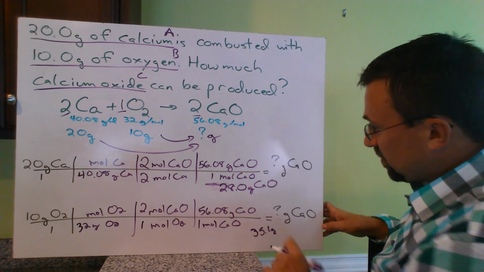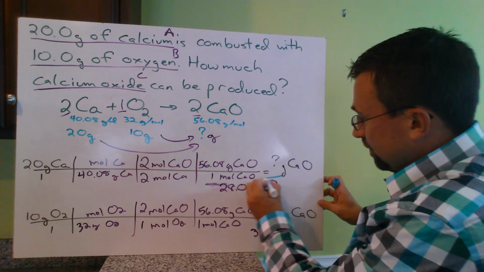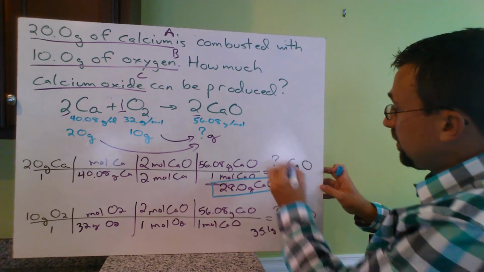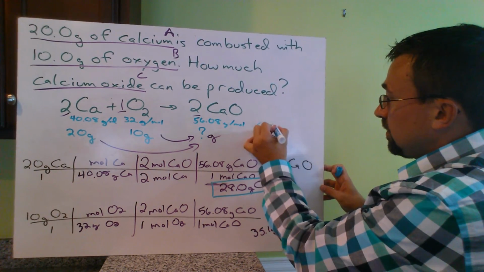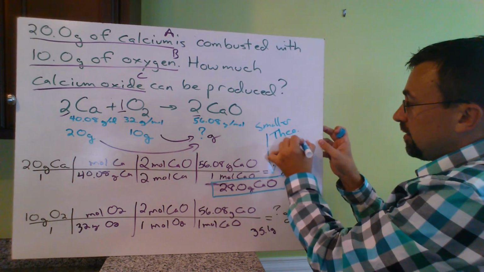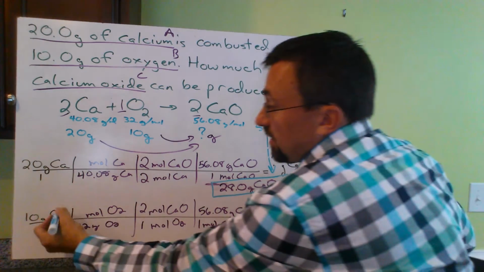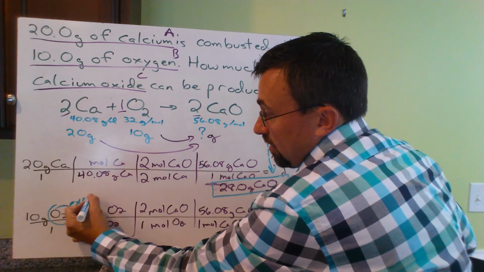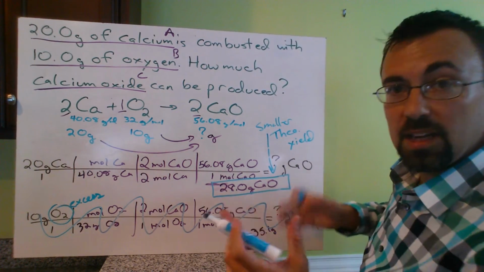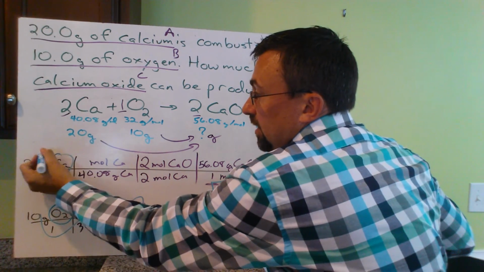And hopefully, it's pretty obvious that 28 is smaller than 35. This is the smaller number, that's the one we keep. This is our theoretical yield, and the answer to the question. Once we realize that, that means oxygen's in excess. This calculation doesn't mean anything, which is very sad, but you know, at least we get to use our calculators. And this is our limiting reactant.